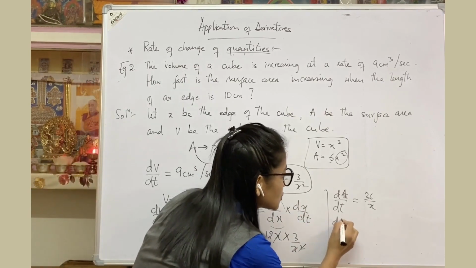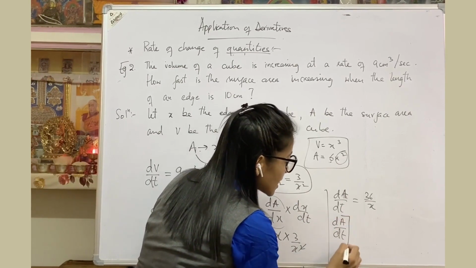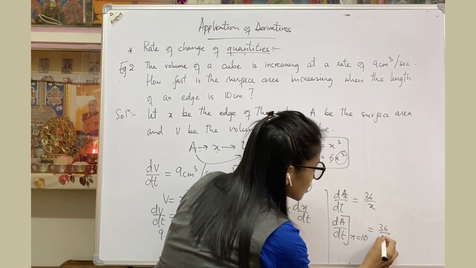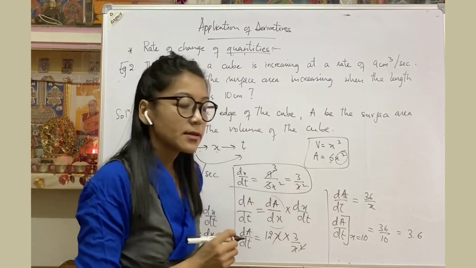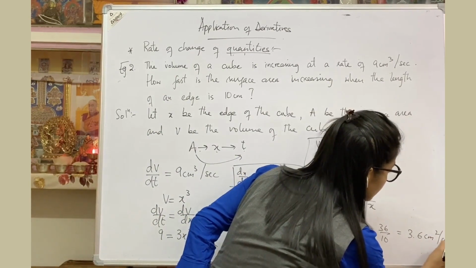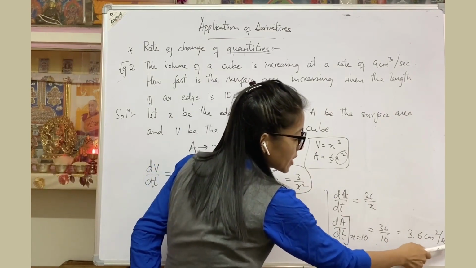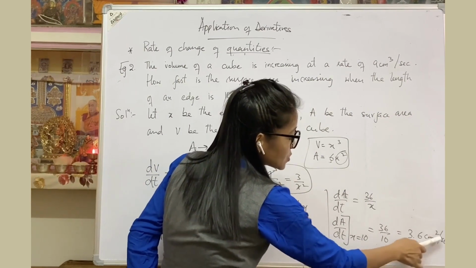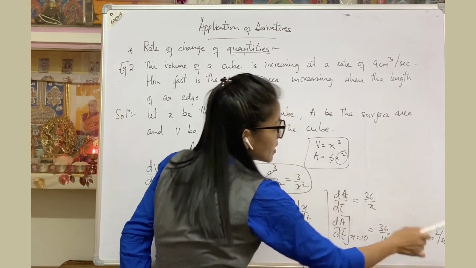So now we are going to do that. dA by dt, the rate of change of area with respect to time, when x is equal to 10 is 36 upon 10, which is 3.6, right? So you will write 3.6 centimeters square per second. It is with respect to time, therefore we write per second. It is area, therefore we use the squared unit. So that's 3.6 centimeters square per second.